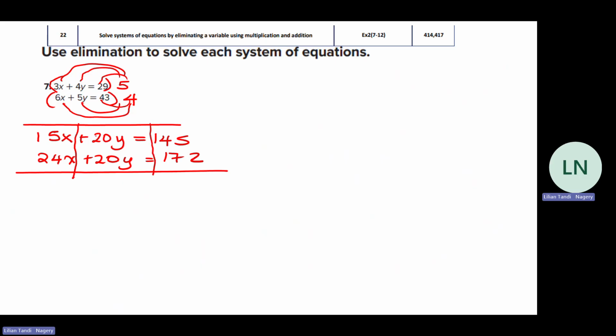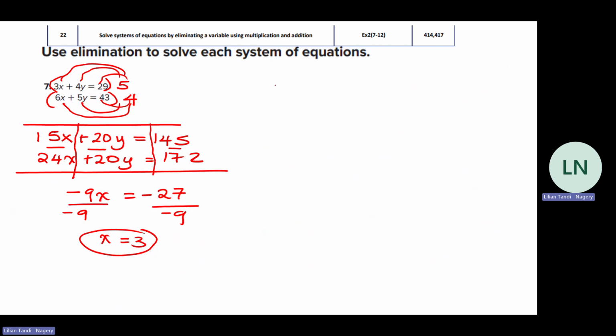Now, what did we say when the sign is the same? We minus. 15x minus 24x. That should give me negative 9x. And this should give me 63. But negative, I think. 145 minus 172. Oh, I'm creating my own math. This is negative 27. Divide by negative 9, divide by negative 9. x is 3. Now let's find y.